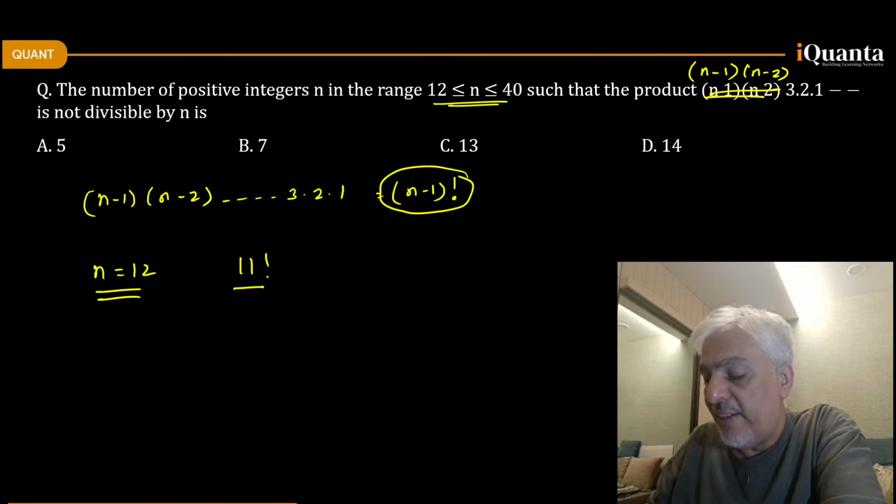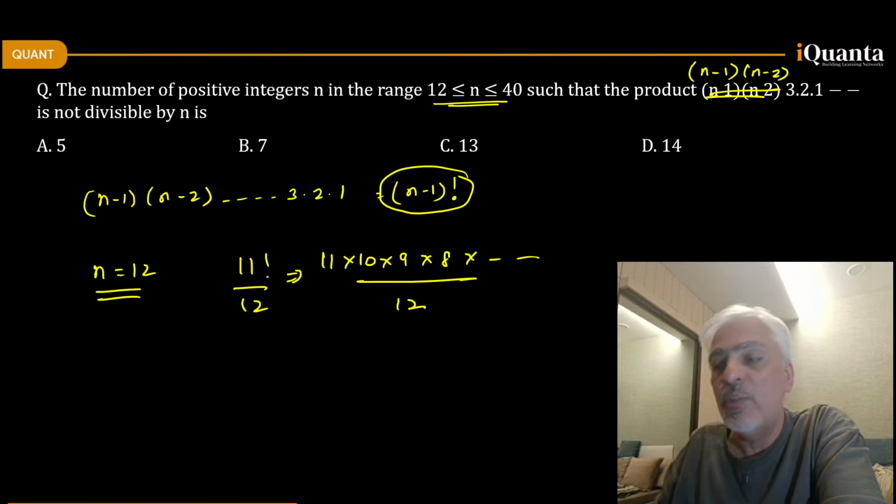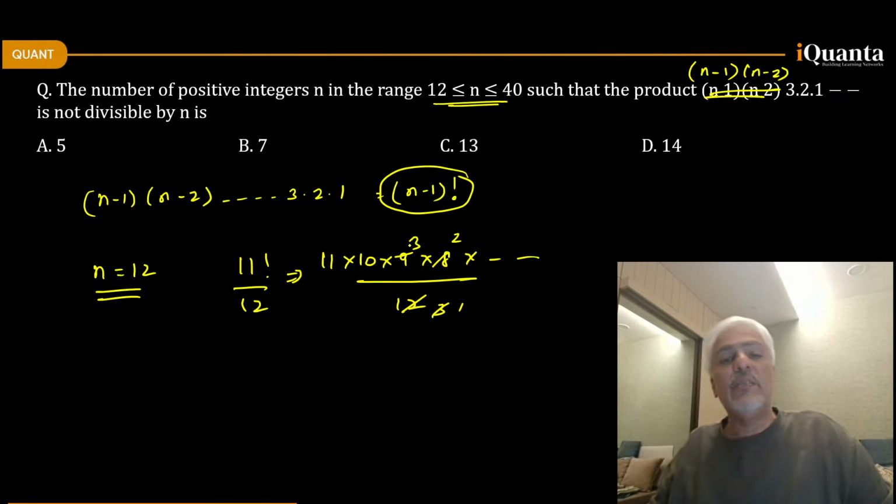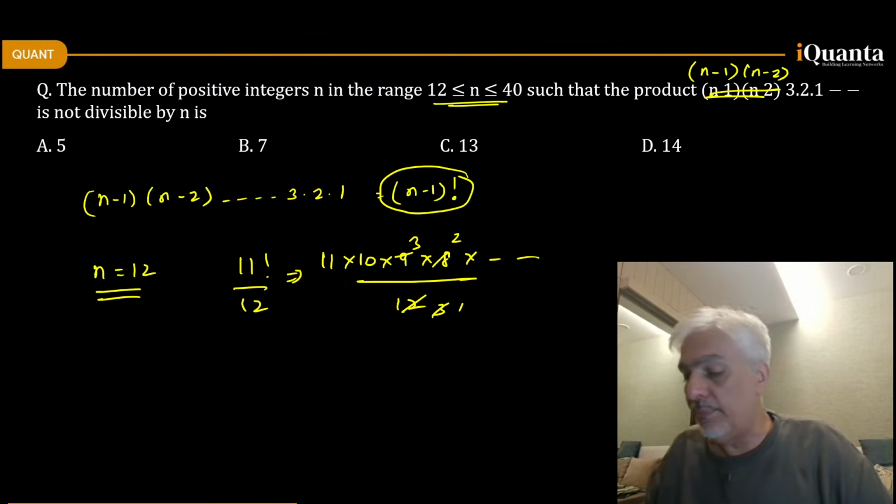11 factorial divided by 12, it is divisible. How? Because 11 factorial is 11 into 10 into 9 into 8 and so on, and things will cancel here only. 4 2s are 8, 4 3s are 12. It is divisible. So you can see for 12 it is divisible.